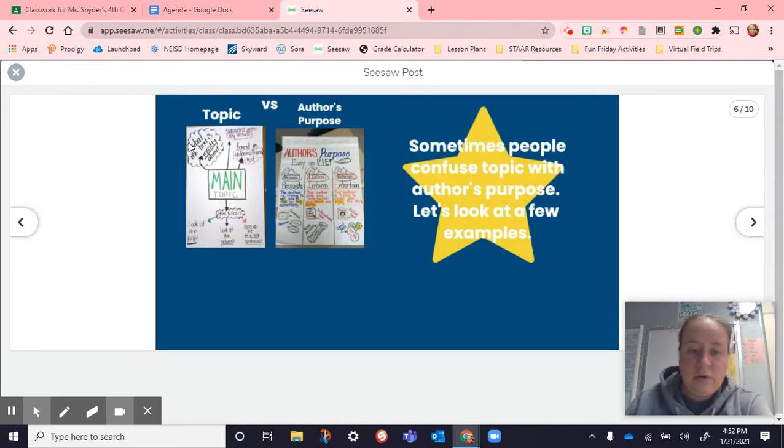Again, topic, we're looking at what most of the text is about, like if you look at the whole text from A, B, C, all the way throughout, what is it mostly about? How you find that is usually really fast. You can look at the title, you can look at the pictures, and usually within the first few pages you have already found out, okay, this is what this story is going to be about. Author's purpose, on the other hand, you have to go a little bit deeper. You need to read to get information, and you're thinking, are they trying to persuade me, inform me, or entertain me? What is their purpose for writing this? Sometimes people confuse topic with author's purpose.